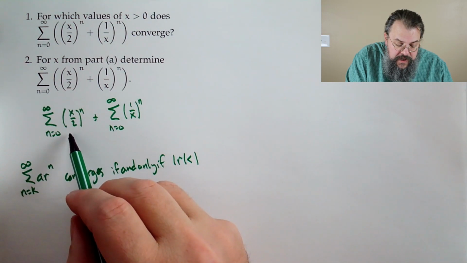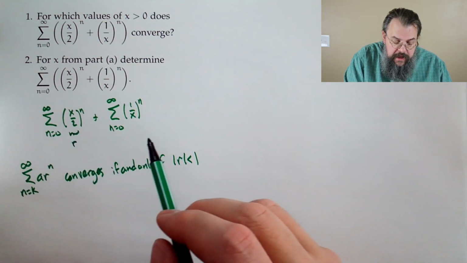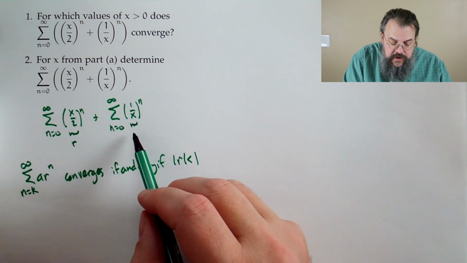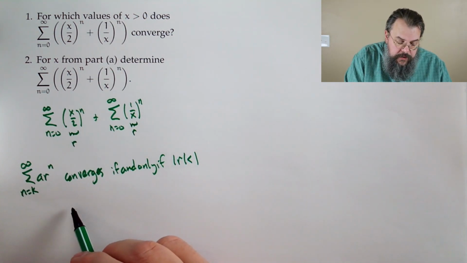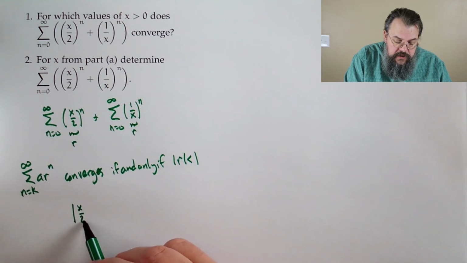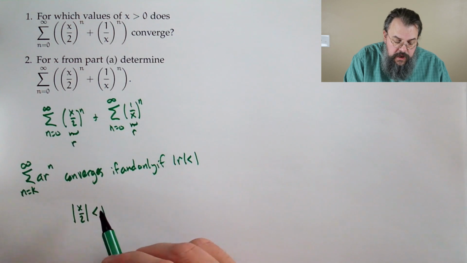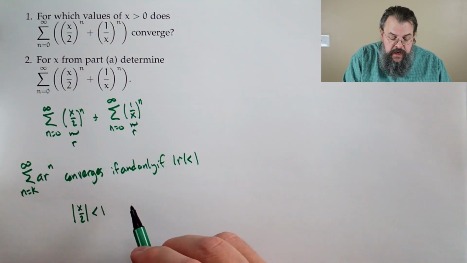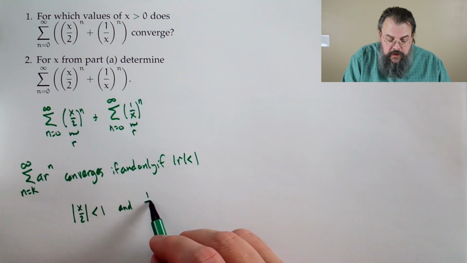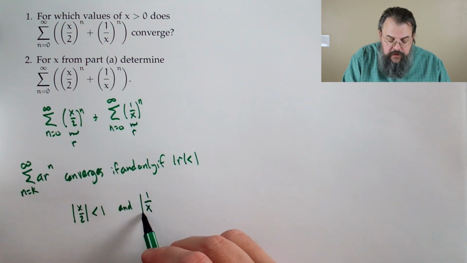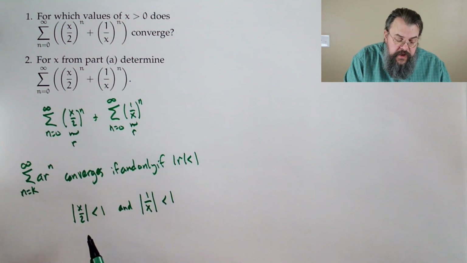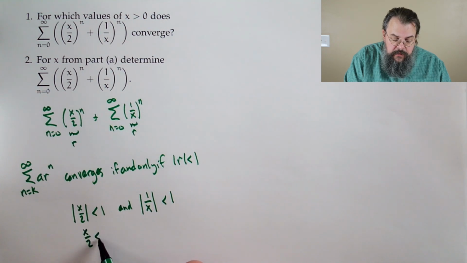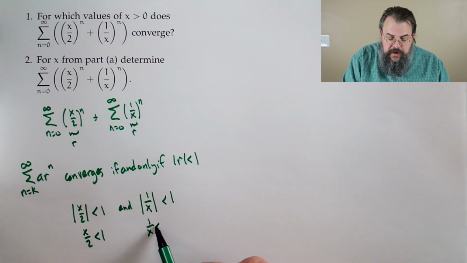Well, we can spot them. So here, the first term is x over 2. Here, the second term, it's 1 over x. And we are assuming x is positive, so when we talk about absolute value, we can just simplify things. So what do we have? We need absolute value of x over 2 to be less than 1 for the first sum to converge. And we need 1 over absolute value of x, or really absolute value of 1 over x, to be less than 1. But as we said, x is positive, all right. So we need just simply x over 2 to be less than 1. The absolute value does nothing. 1 over x has to be less than 1.